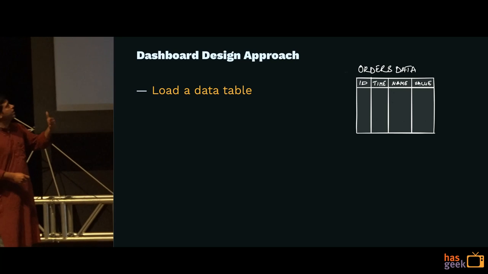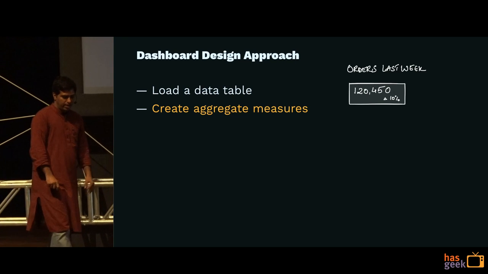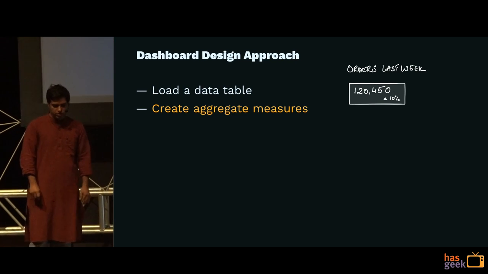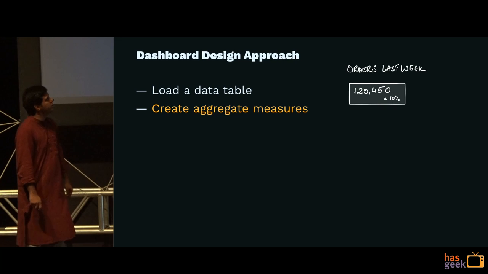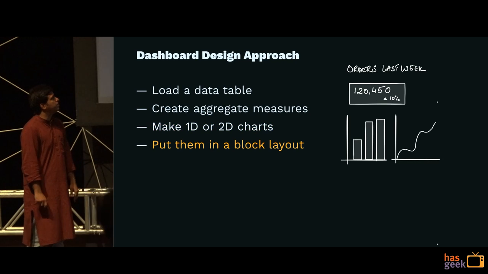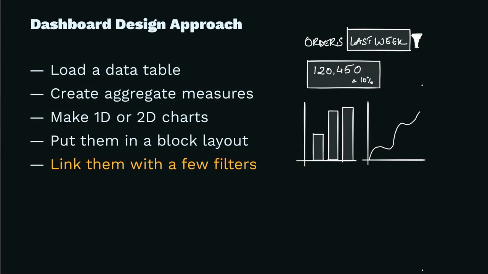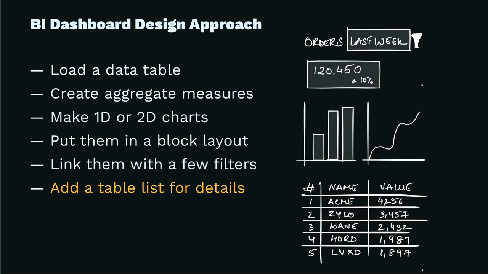I have an order table, or a data table, and I load it. I create some aggregate measures, nice aggregate measures. I make 1D or 2D charts, and I put them in a block layout, one next to the other. I link them with a few filters, and I add a table list for details. So the information-seeking mantra, when you start using dashboard tools, translates into something like this. Every dashboard ultimately looks pretty much like this.